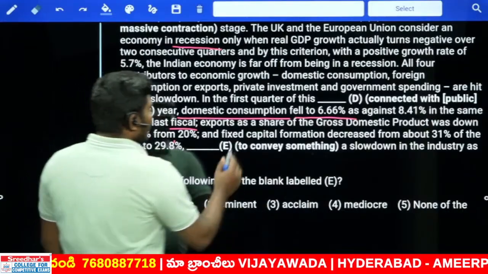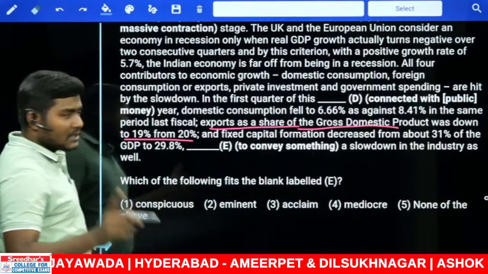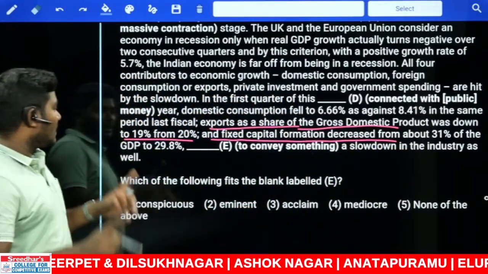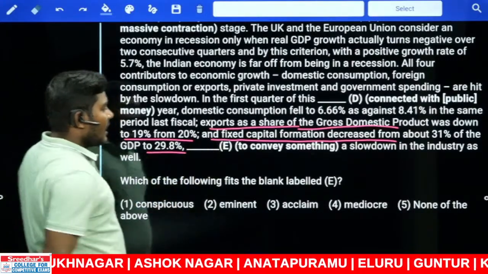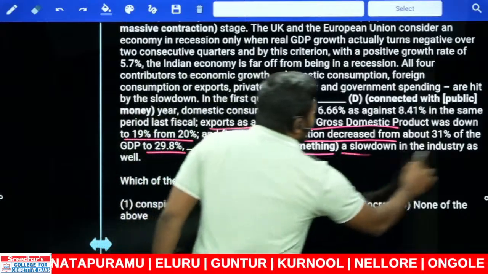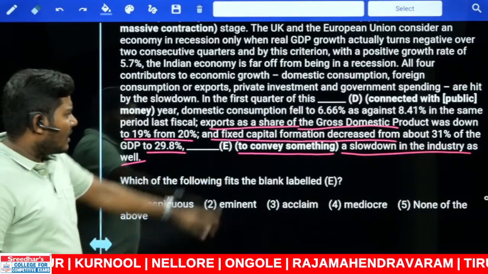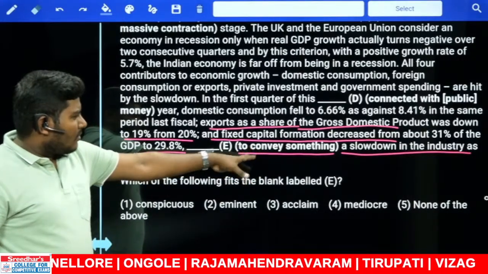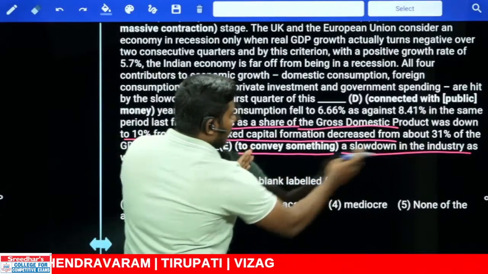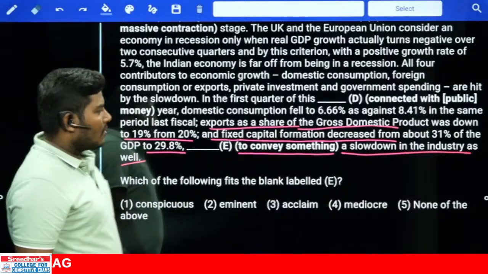In continuation, exports as a share of the gross domestic product was down to 16% from 20, and fixed capital formation decreased from about 31% of the GDP to 29.8, dash, to convey something to people, a slowdown in industry as well. Something was slowed down in the industry as well. What is the word given there? Convey something. I don't feel it is the correct word to use in this context. It feels odd, like it doesn't correlate with the context.